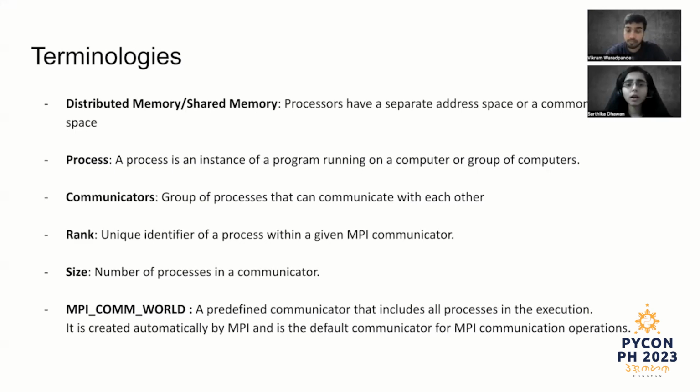Then there is a default communicator provided by MPI, which is called MPI_COMM_WORLD. It's possible to create custom communicators in MPI, but for this talk we will be using the default one. A single process can belong to multiple communicators and have a different rank in each one. So it's not mandatory to have a process belong to a single communicator. It can be distributed in different communicators.